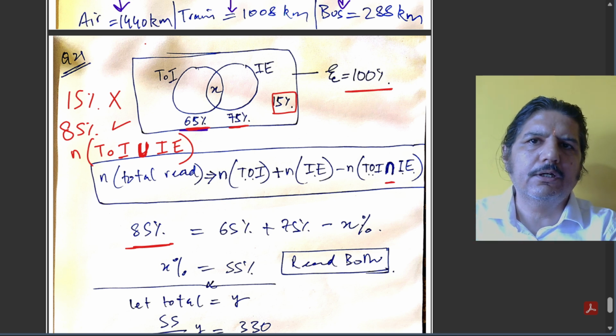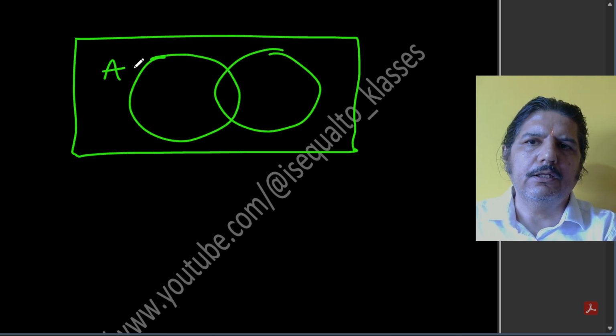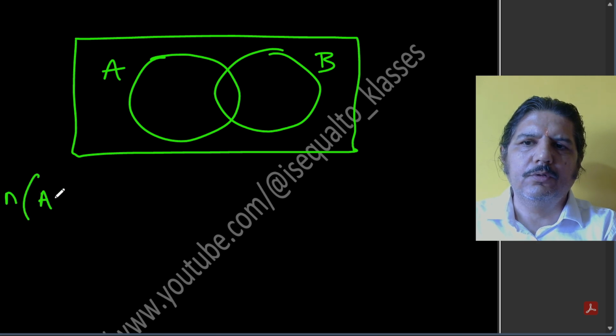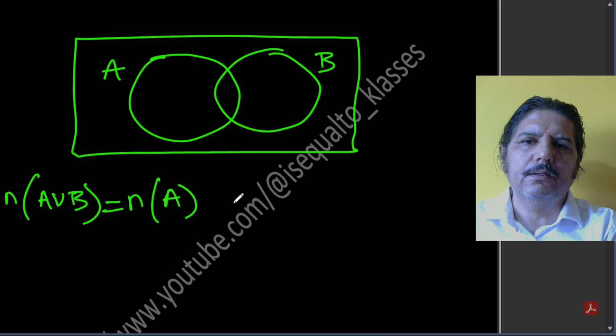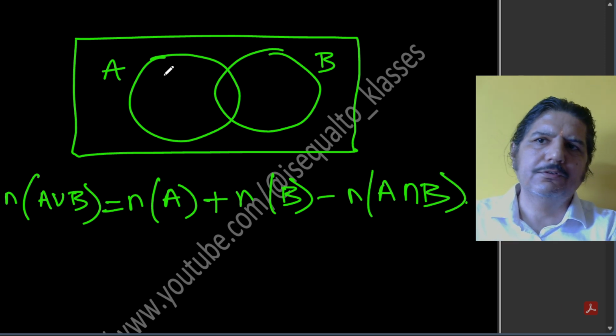See, this is a formula. If you have done Venn diagrams, you would have seen a formula like this. I will write a formula. Usually this formula is written like this is A, this is B. So this is the formula which is written: N of A union B is equal to N of A plus N of B minus N of A intersection B. Usually this is the formula which is written.